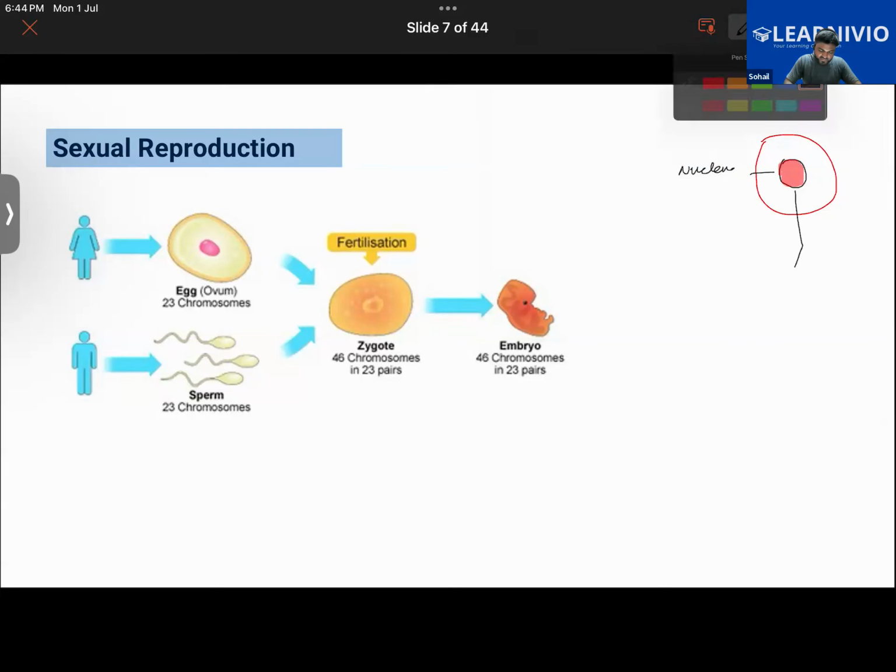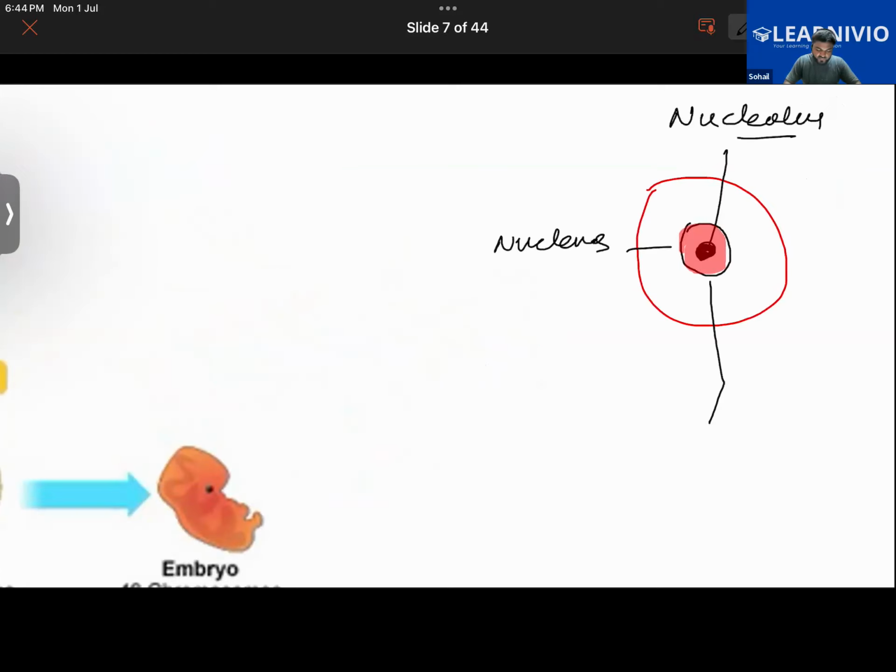Now inside the nucleus, you'll be having one more black spot that is called nucleolus. This is the nucleus, and inside this you have got the nucleolus. Got this now? Now, if you were to zoom it out, here you will find there are some thread-like structures. There will be thread-like structures like this.